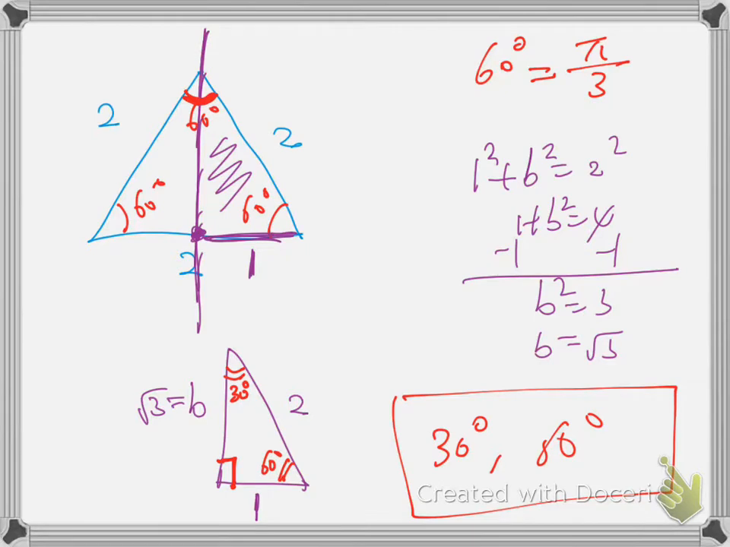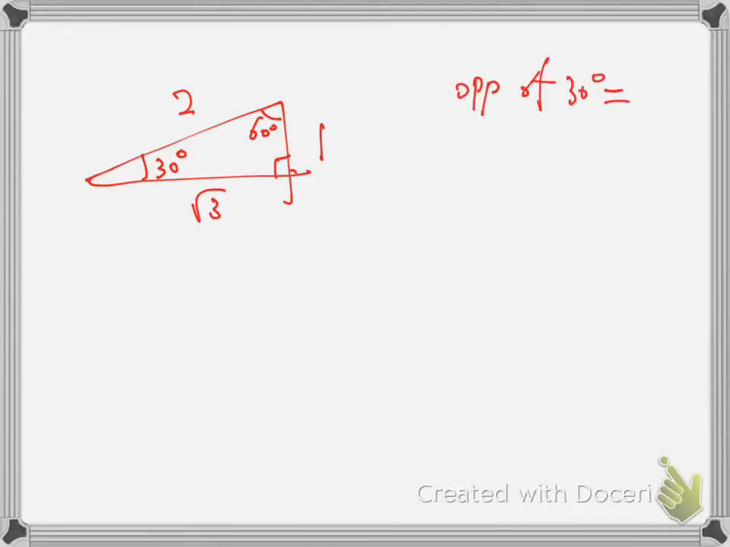Now let's draw this again in a different way. This is 30, this is 60. What's the opposite side of 30? 1. The opposite side of 60 is radical 3, and the hypotenuse is 2. That's how I remember this special right triangle: opposite of 30 is 1, opposite of 60 is radical 3, and the hypotenuse is 2.